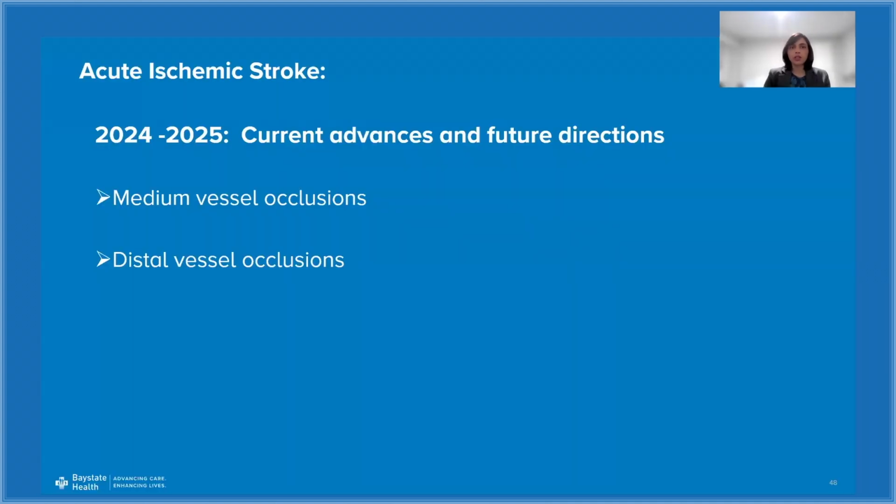So what are the future directions? We are looking at patients who have medium vessel occlusions. The trial was recently published, and it was a non-superior trial, but some of these trials are still in the process of enrollment. We are also looking at distal vessel occlusions, and that means smaller blood vessels within the brain. Can we safely go after those? That would be the question.